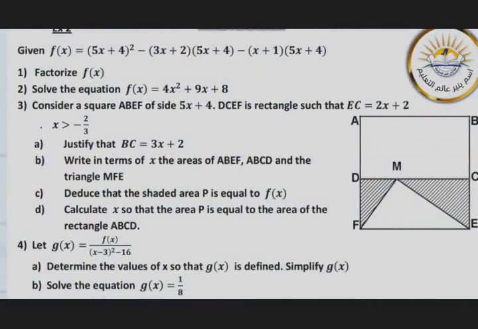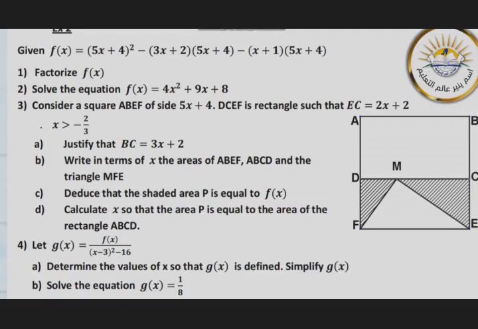Given f of x is equal to (5x plus 4) squared minus (3x plus 2) times (5x plus 4) minus (x plus 1) times (5x plus 4). First of all, we have to factorize f of x, so we have to take a common factor. Then solve the equation f of x is equal to 4x squared plus 9x plus 8.